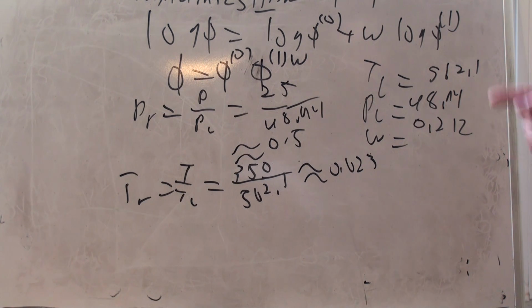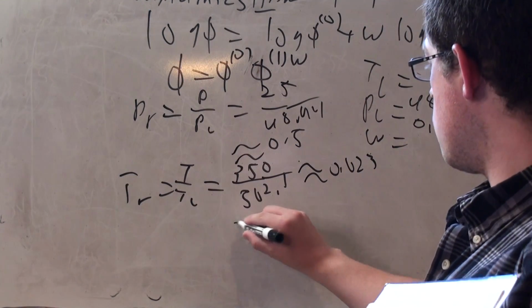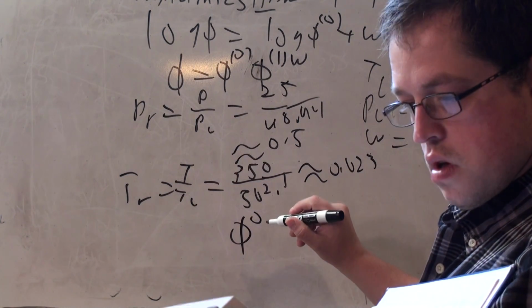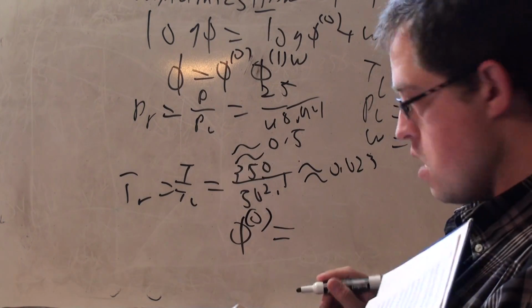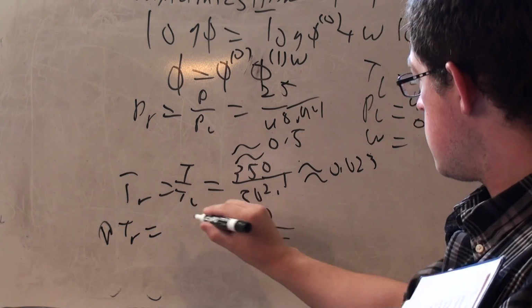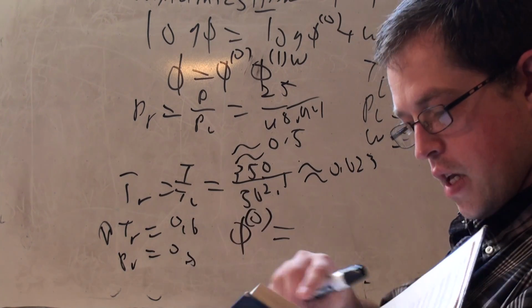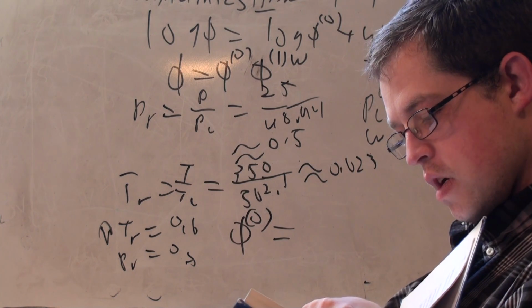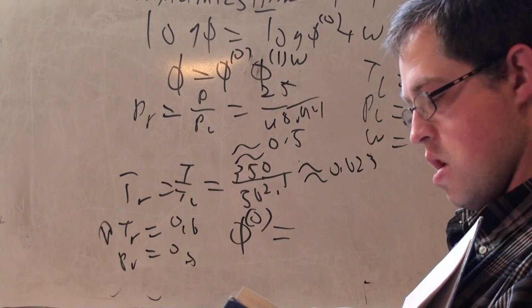All right, but in any case, let's say I'm doing this by hand. I don't have a fancy code. So what I need to do is, for example, for phi0, and I'm only going to do it for phi0, at TR equals 0.6 and PR equals 0.5. Again, I'm going to do double interpolation, so this is going to be a little more complicated in terms of the work shown.